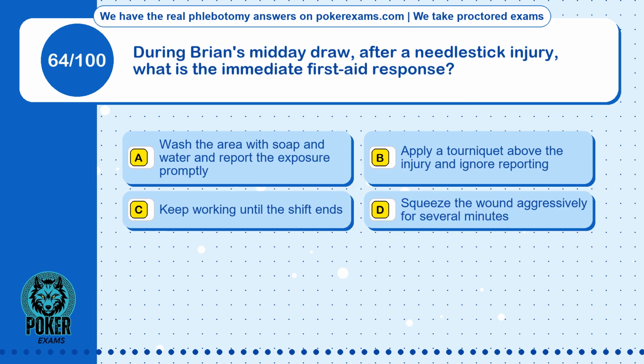Question 64. During Brian's midday draw, after a needle stick injury, what is the immediate first aid response? Option A, wash the area with soap and water and report the exposure promptly. Option B, apply a tourniquet above the injury and ignore reporting. Option C, keep working until the shift ends. Option D, squeeze the wound aggressively for several minutes.